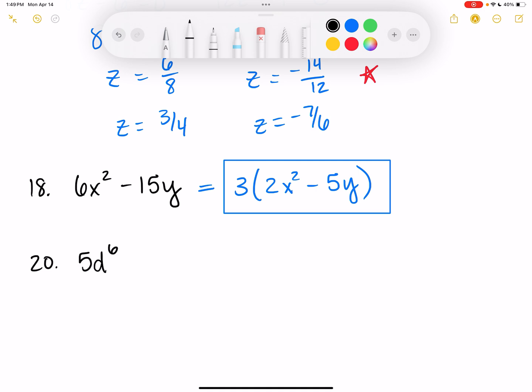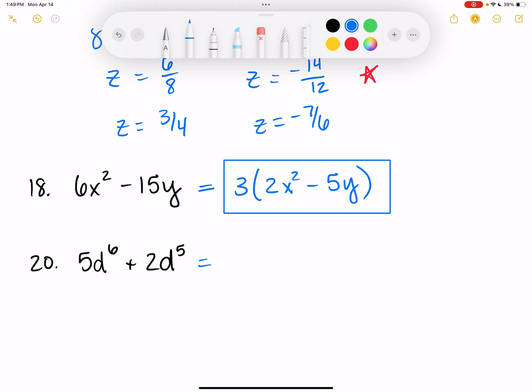25d raised to the 6th power plus 2d to the 5th power. So this one might be a little bit more obvious. Okay, obviously 5 and 2 don't have anything in common, right? 2 doesn't go into 5. There's nothing that is a factor of both of those. But what is in common between these 2? D. So I know it's going to be d, but I need to determine now how many of them I can take out.